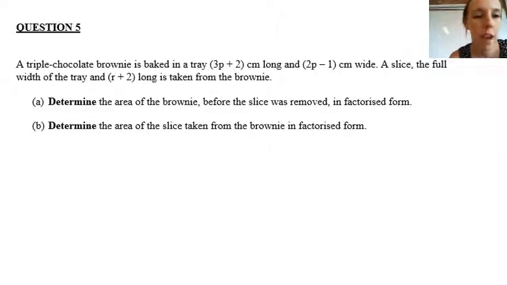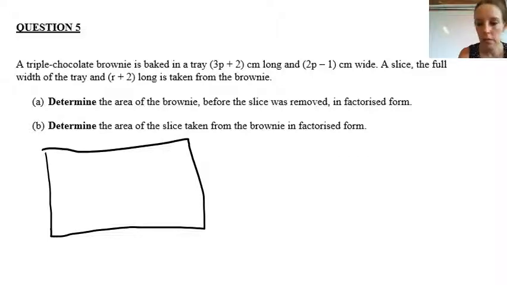Okay, question 5. So I've just broken question 5 up so it goes over 2 slides because it's a lot of working. So a triple chocolate brownie is baked in a tray, 3p plus 2 centimeters long and 2p take 1 centimeters wide. A slice the full width of the tray and r plus 2 long is taken from the brownie. So the first thing you have to do is determine the area of the brownie before the slice was removed in factorized form. So if you have a question like this, straight away draw a picture. So I'm going to draw this brownie.